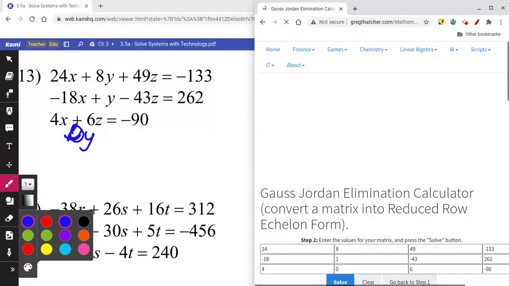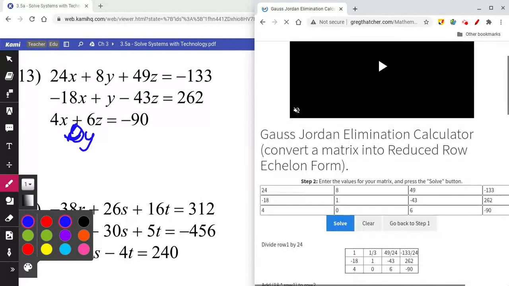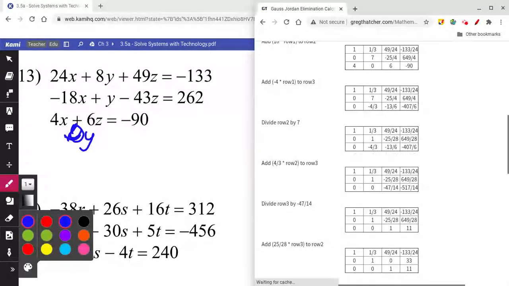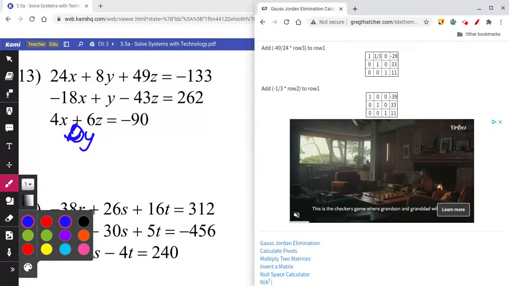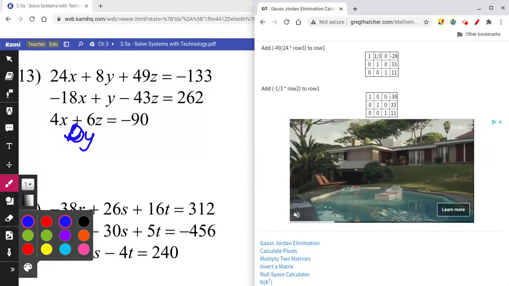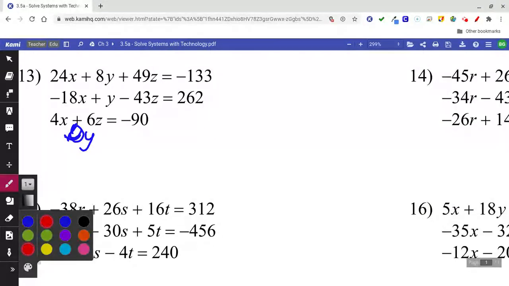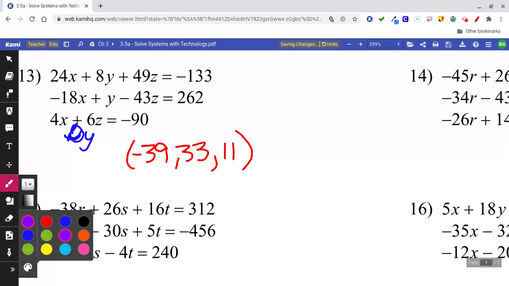Solve. Really complicated until you get down to the bottom. X equals negative 39, y equals 33, and z equals 11. And that was negative 39, y was 33, and z was 11. Okay, now don't forget what we're doing. We're finding x, y, and z.